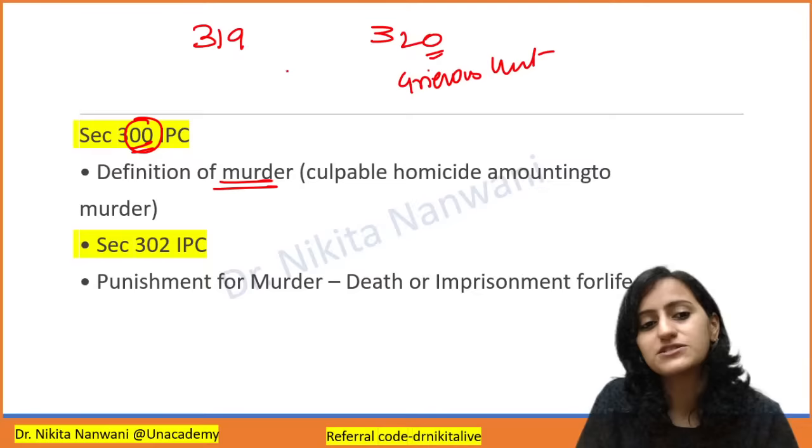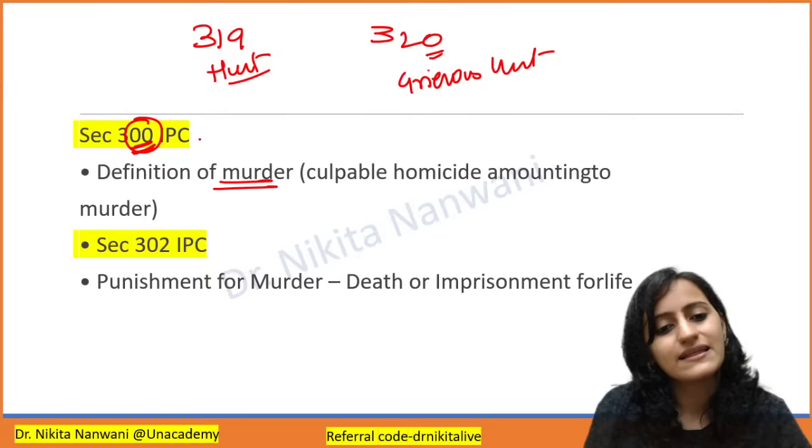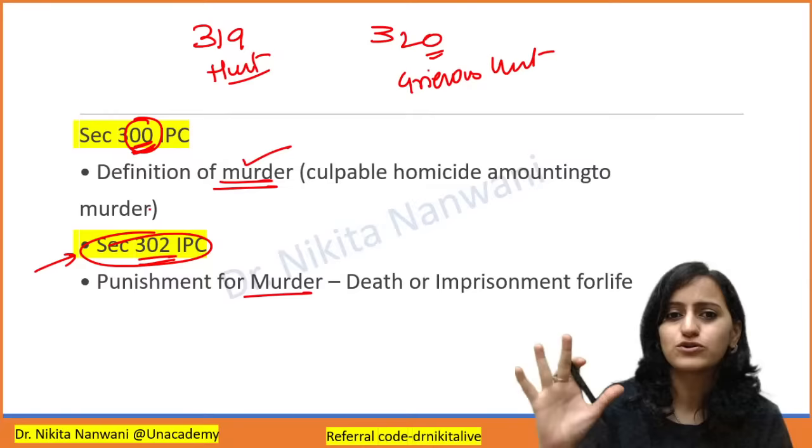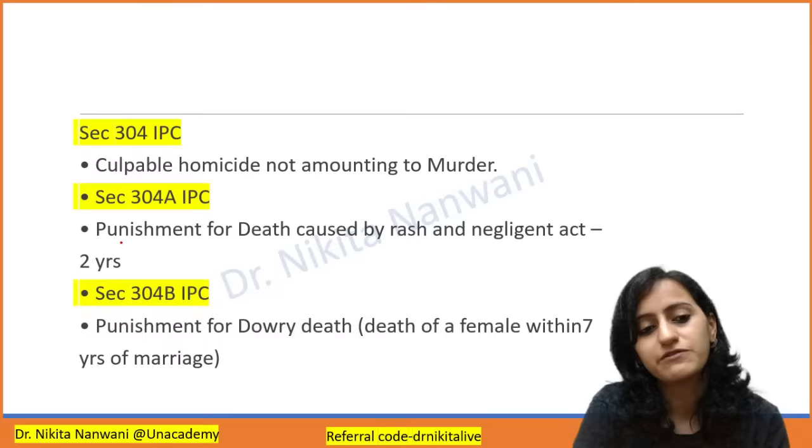319 is only hurt. Similarly, 300 is more serious. That is your murder. And 302 is punishment for murder. We all know this 302. Hindi movies, Bollywood movies, right? Dafa 302 ke tahed, aapko ye saza di jati hai. So that is for your murder. 302 is punishment for murder.